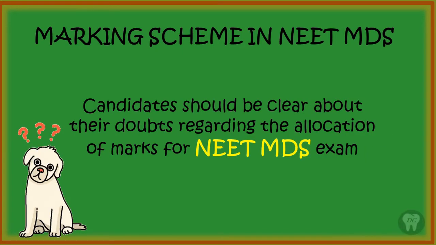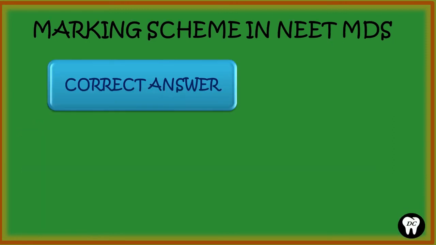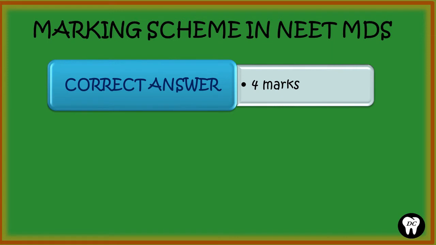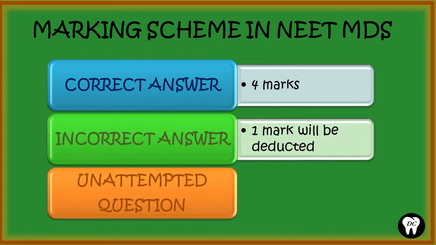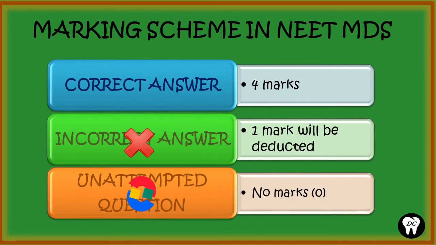Marking scheme in the NEET MDS exam. Candidates should be clear about their doubts regarding the allocation of marks for the NEET MDS exam. For a correct answer, you will get 4 marks. For an incorrect answer, 1 mark will be deducted. For an unattempted question, no mark will be deducted or given. So candidates should be very sure about their answers.